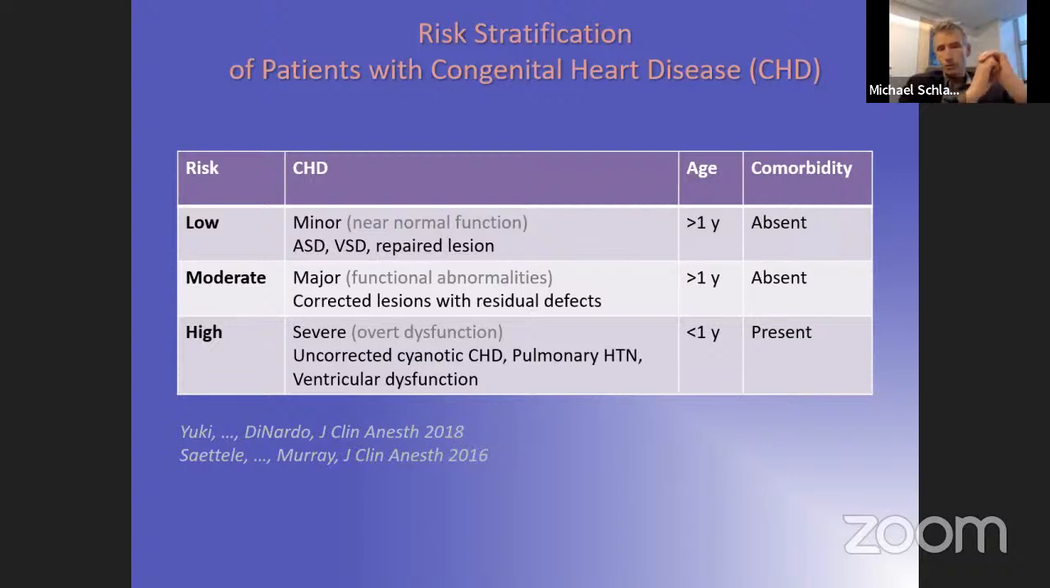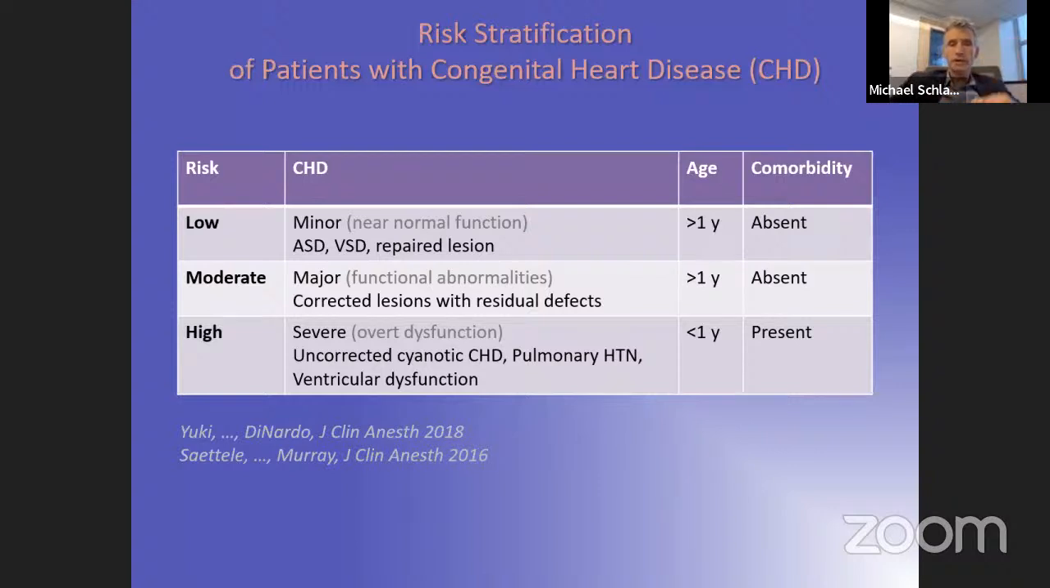The moderate-risk group is also older than 1 year, no comorbidities, but now has more severe functional abnormalities in the heart. These are mainly corrected lesions with residual defects. And the high-risk group is everything else, all age groups with and without comorbidities, and patients with severe cardiac dysfunction, including uncorrected lesions, pulmonary hypertension, and severe ventricular dysfunction.